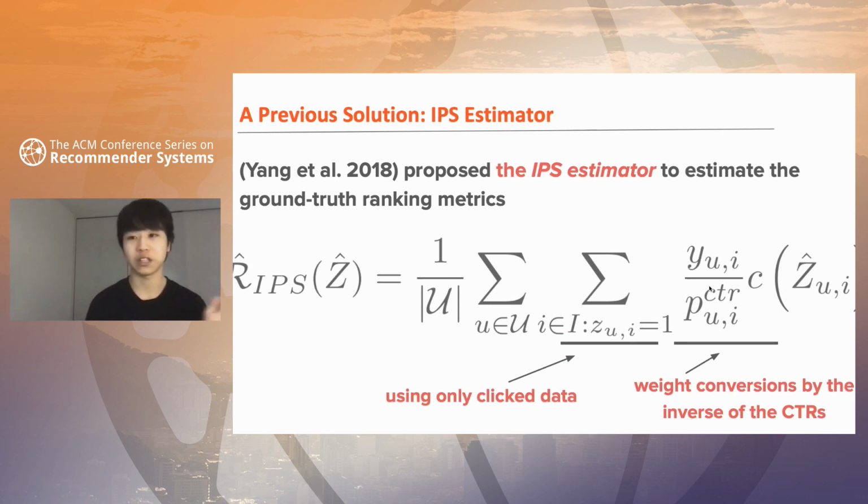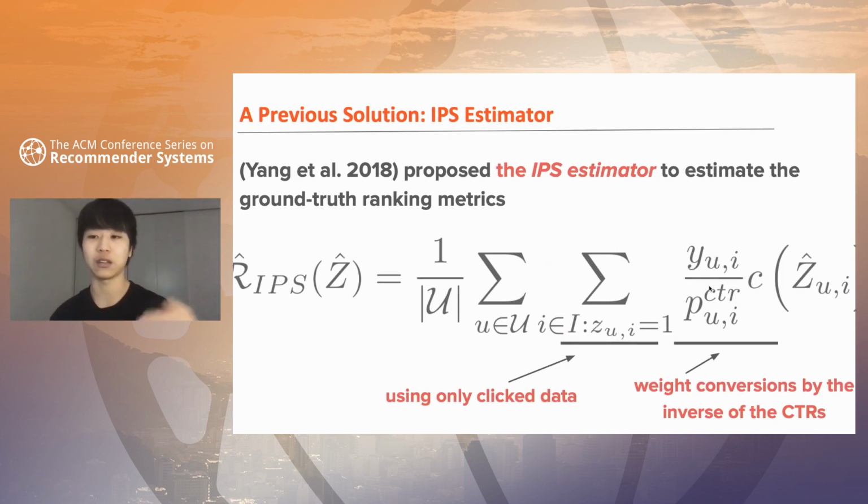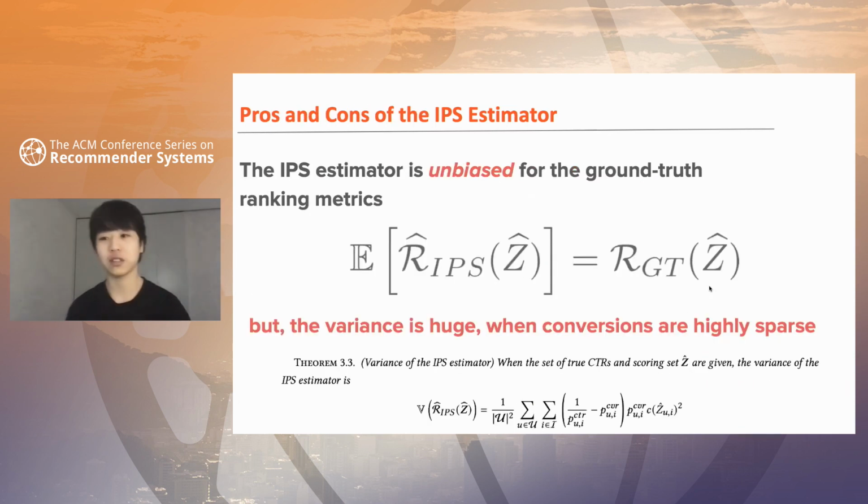And this is the definition of the IPS, which uses only click data, but it weights the observed conversion data by using the inverse of the CTR, P-hat here. The CTR is the probability of an item I being clicked by user U in the logged data. And by doing this inverse CTR weighting, we can easily prove that the IPS estimator is unbiased for the ground truth ranking metric, what we want to estimate here. So it's fantastic. But the problem here is that the variance of the IPS estimator can be huge, especially when conversion indicators are highly sparse, which is a general situation in recommender system applications.